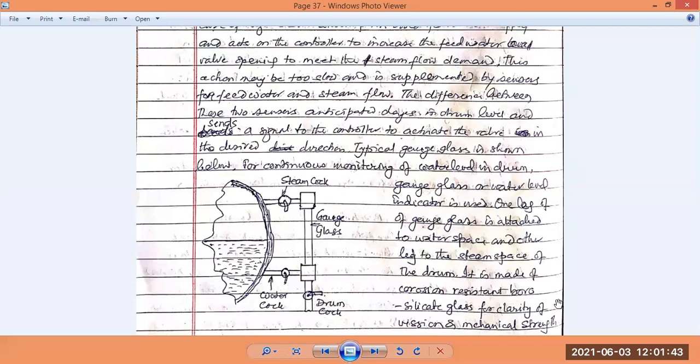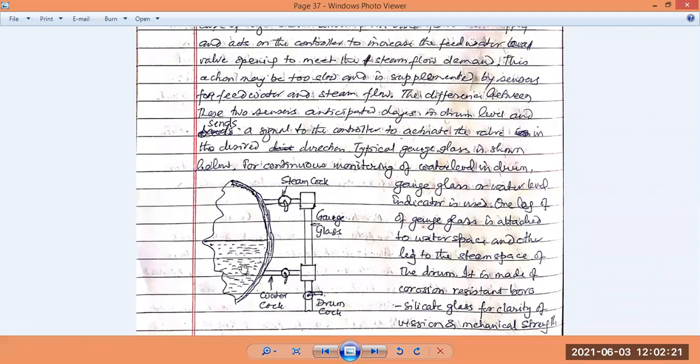For continuous monitoring, a typical gauge glass is shown here. For continuous monitoring of the water level in the drum, the gauge glass or water level indicator is used. One leg of the gauge glass is attached to the water space and the other leg to the steam space of the drum itself. Here you look through a glass to see the water level.